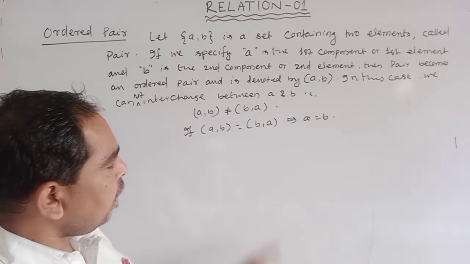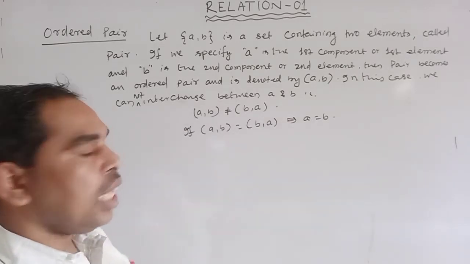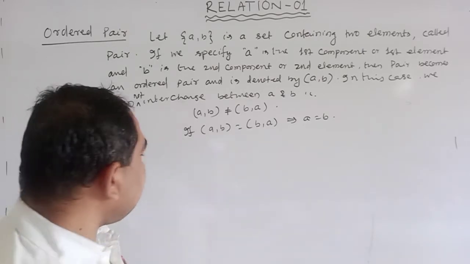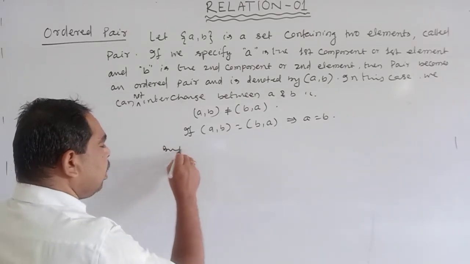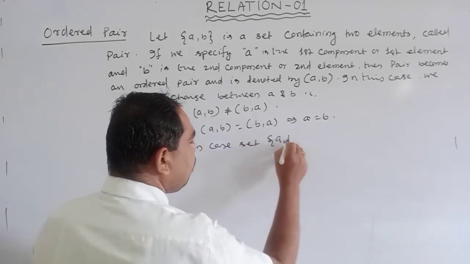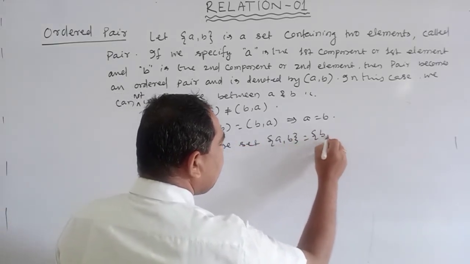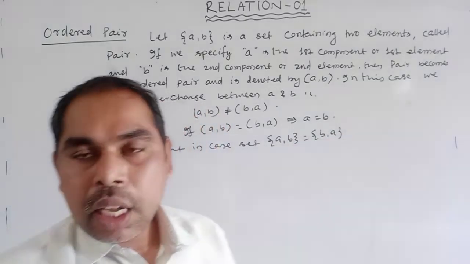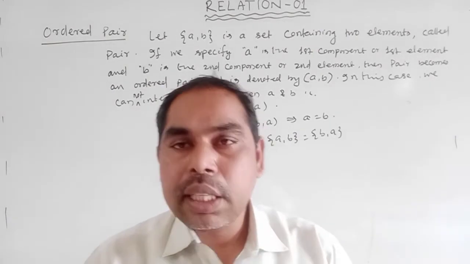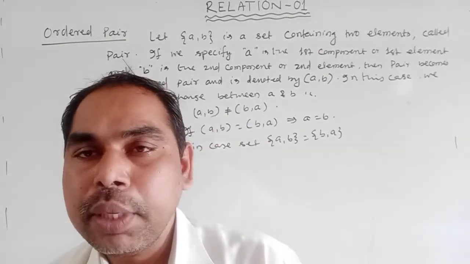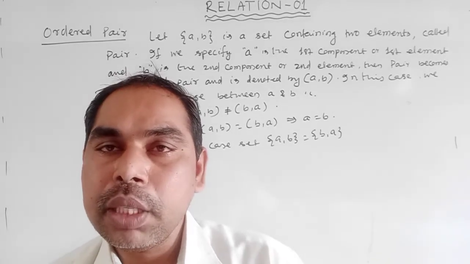But in case of a set, {a, b} is equal to {b, a}. In case of an ordered pair, (a, b) is not equal to (b, a). If a is equal to b, then the ordered pair (a, b) is equal to the ordered pair (b, a).